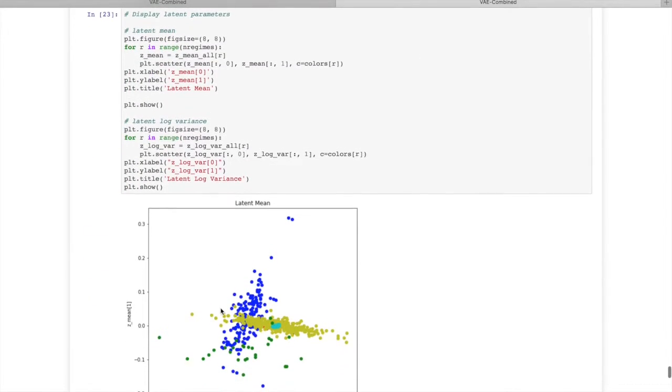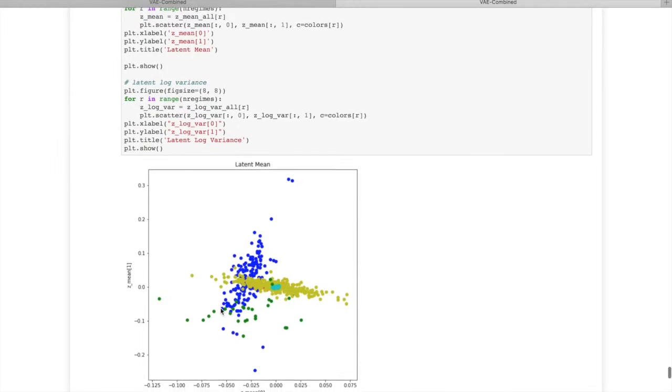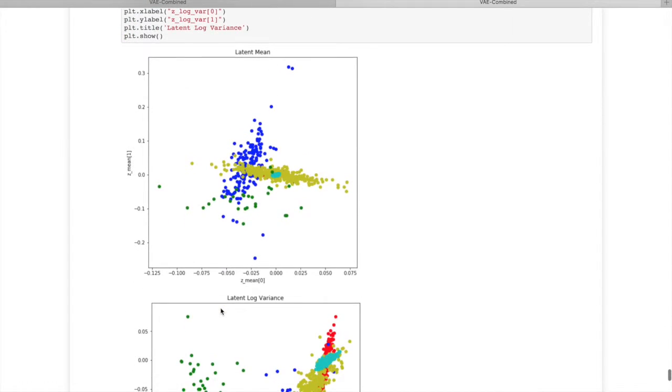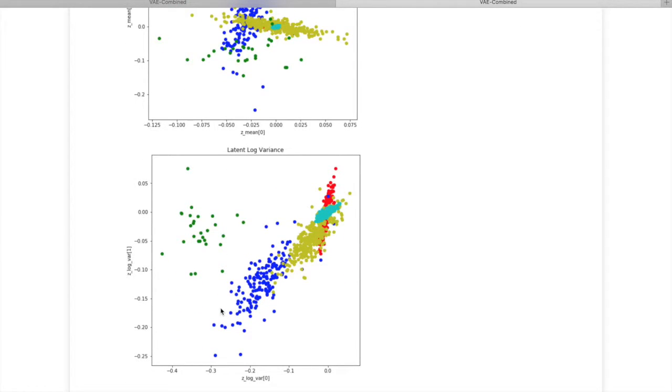We can also visualize all regimes together on the same plot of the latent distribution. You see the latent mean and the latent log variance. And different regimes are colored with different colors. And we can see some degree of clustering in latent space corresponding to these regimes.